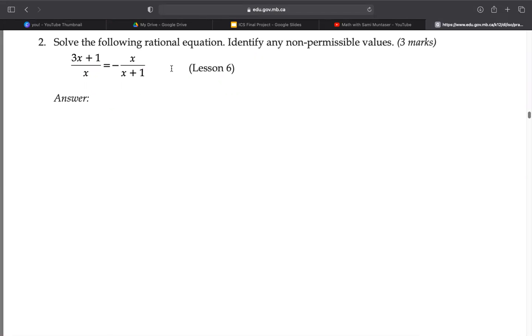In this question, basically what you're doing is solving for x. The thing is, this is worth 3 marks, and I think it's easy 3 marks to get, because if you know how to cross multiply, this question is not that hard. So first of all, I'm going to rewrite this. I'm going to use blue color just to change colors. 3x plus 1 over x equals negative x over x plus 1.